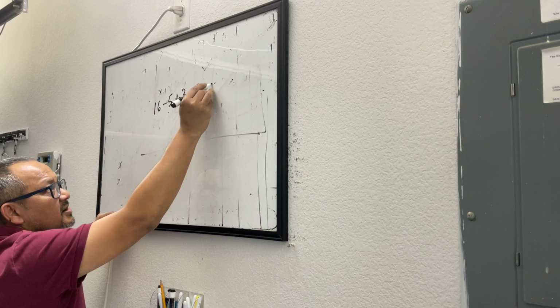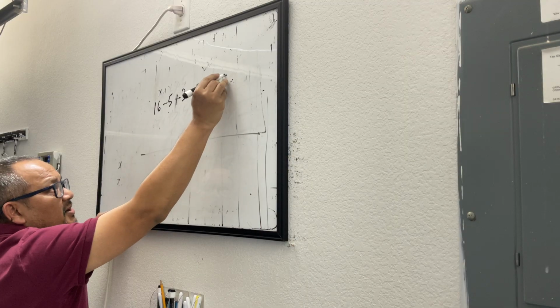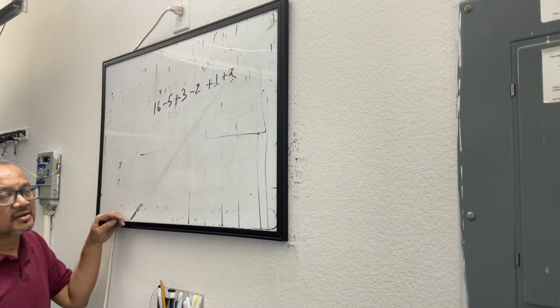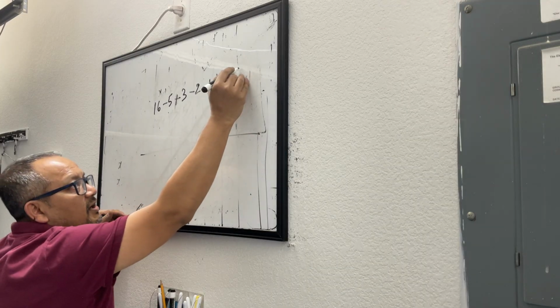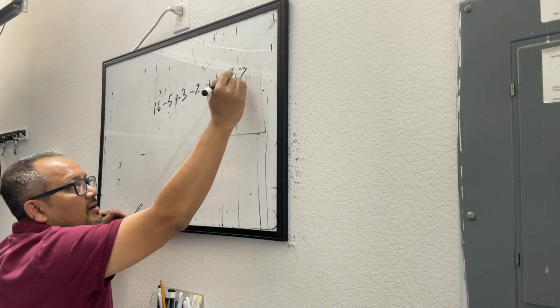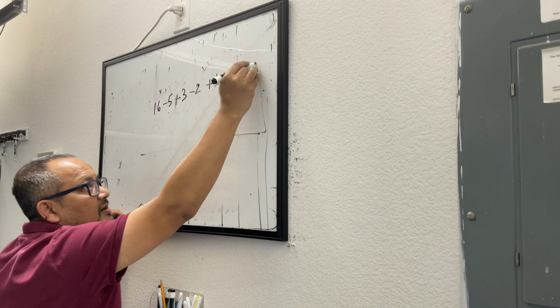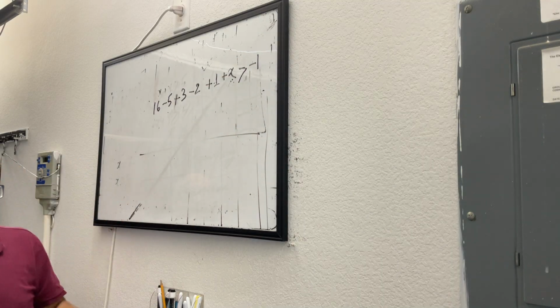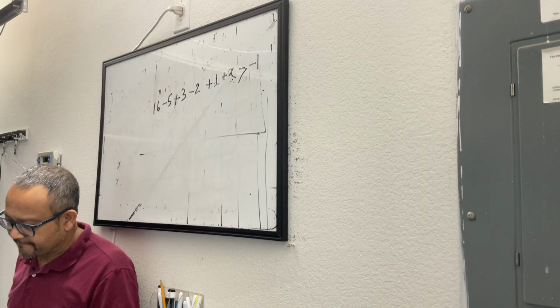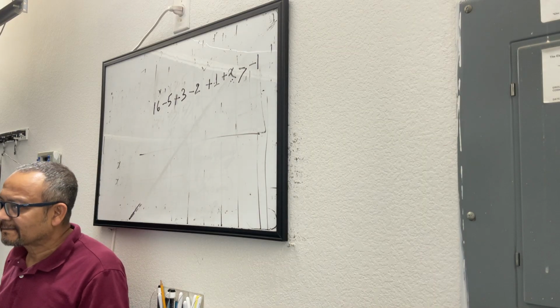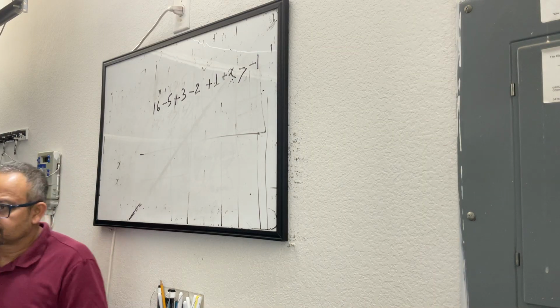Plus 1. Okay. Plus x. Is greater than negative 1. Okay. And what does the question say? It's just asking to graph it on a number line.